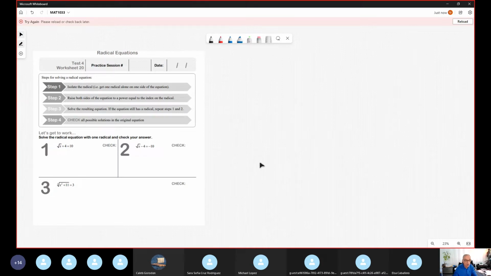Okay, let's move on to example one, which is super easy and straightforward: square root of x plus 4 equals 10. Well, step one says isolate the radical. So square root of x is equal to 10 minus 4. Square root of x equals 6. Okay, the radical is isolated.